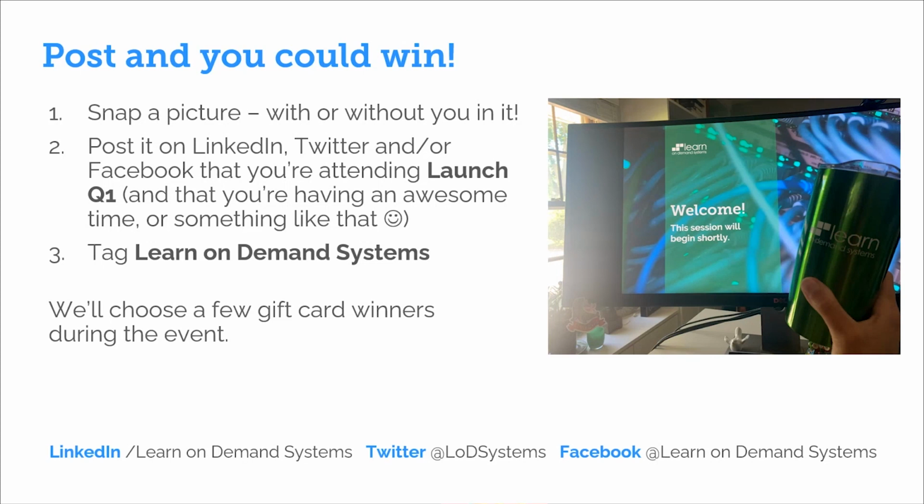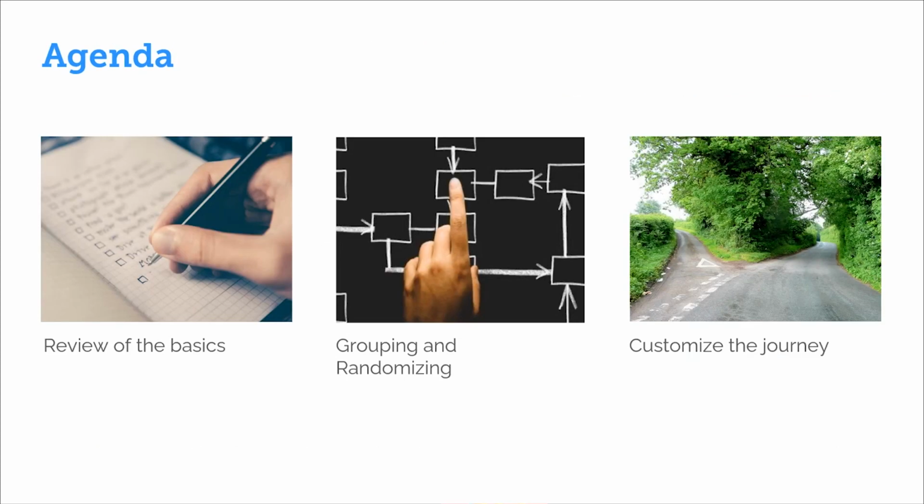All right, as I mentioned, we are going to talk about a couple of things here. We're going to talk about a review of the basics. We're just going to talk briefly about questions, activities, and scoring. And then we're going to talk about grouping and randomizing. And then we'll actually get into outcomes. Now, outcomes is sort of a choose your own adventure. Which road are you going to travel? So we're going to talk about those in different scenarios.